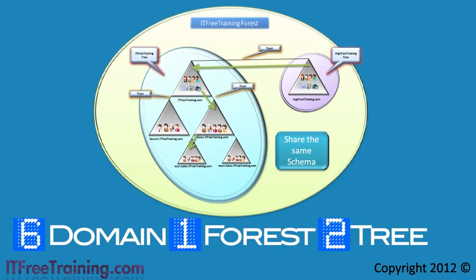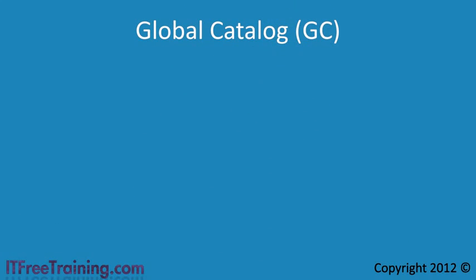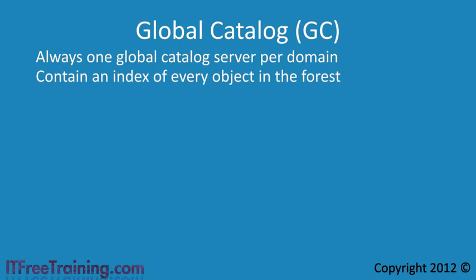In order to find items in a forest, you need an index. In any Active Directory forest, there will be servers that provide an index for all items in the forest. These are called global catalog servers. There is at least one global catalog server per domain. Global catalog servers, or GCs, contain an index of every object in the forest. This is not a full copy of the object, but enough to allow a user to perform a search.